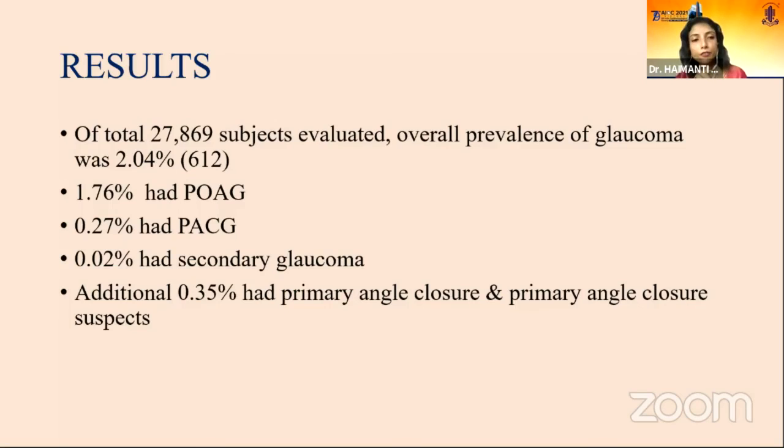This operational definition was also used by the Hooghly River study, sir, and also in the Andhra Pradesh eye disease study. But that doesn't fit the definition of glaucoma, actually. You cannot call a 0.6 cup disc ratio open angle glaucoma. You can say it's an open angle glaucoma suspect, isn't it?